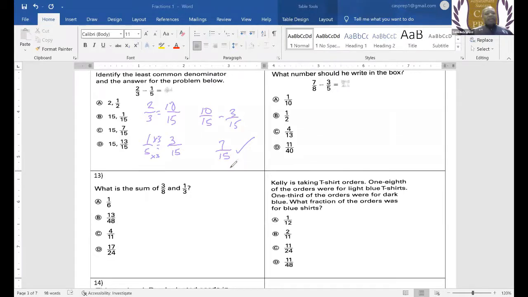All right, number 13, the sum of 3/8 and 1/3. So we're going to follow the same exact process. We have 3 over 8, and we have 1/3.